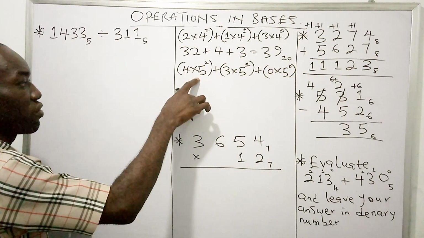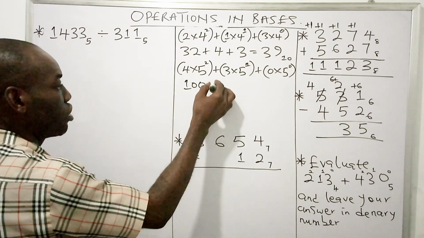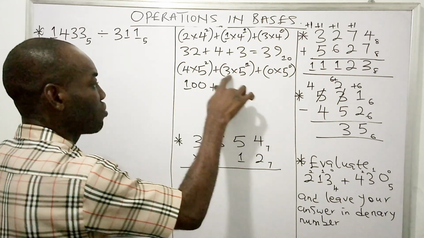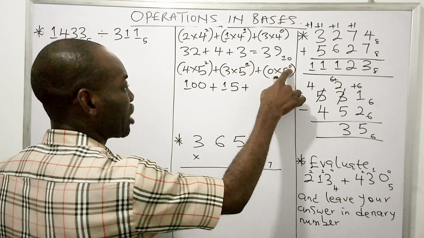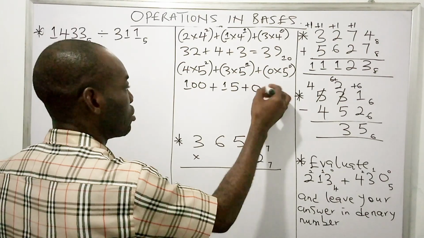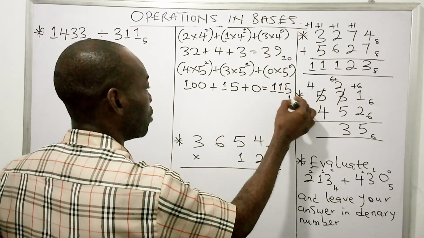Here, 5 squared is 5 times 5, and that's 25. 25 times 4 here will give us 100. Then 5 raised to the power 1 is 5. 5 times 3, that will be 15. Then here is 5 raised to the power 0, that's 1. 1 times 0, that's 0. And when we add this, we're going to have 115 base 10.